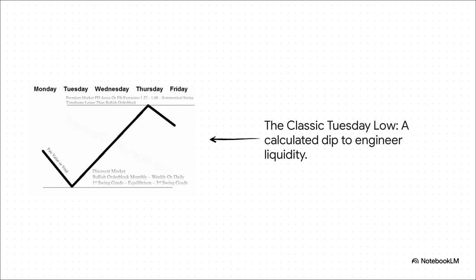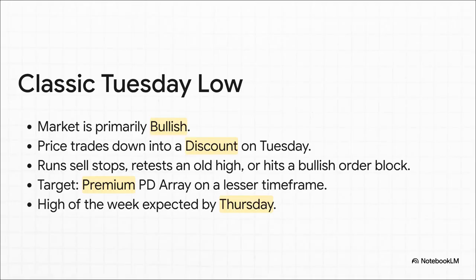After Monday kind of sets the stage, the market will often trade down on Tuesday. Now, your first instinct might be to think, oh no, it's bearish, but don't get faked out. This dip isn't weakness. It's a totally calculated move to engineer liquidity, to shake people out, right before the real move higher begins.